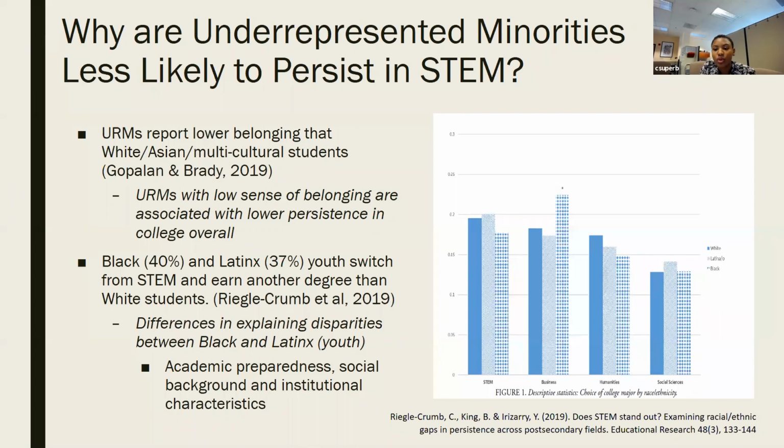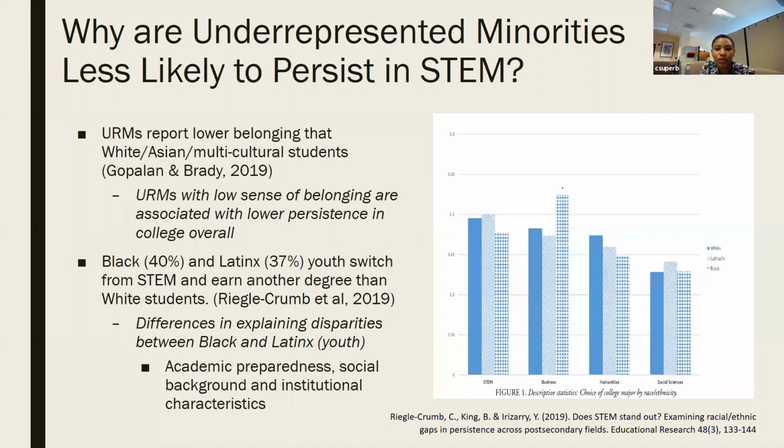When we look at underrepresented minorities, we see that they report lower sense of belonging than their white, Asian, and multicultural peers. And this is really important because a low sense of belonging among underrepresented minorities is associated with lower persistence in college overall. So we want to understand what is causing them to have a low sense of belonging at this university.